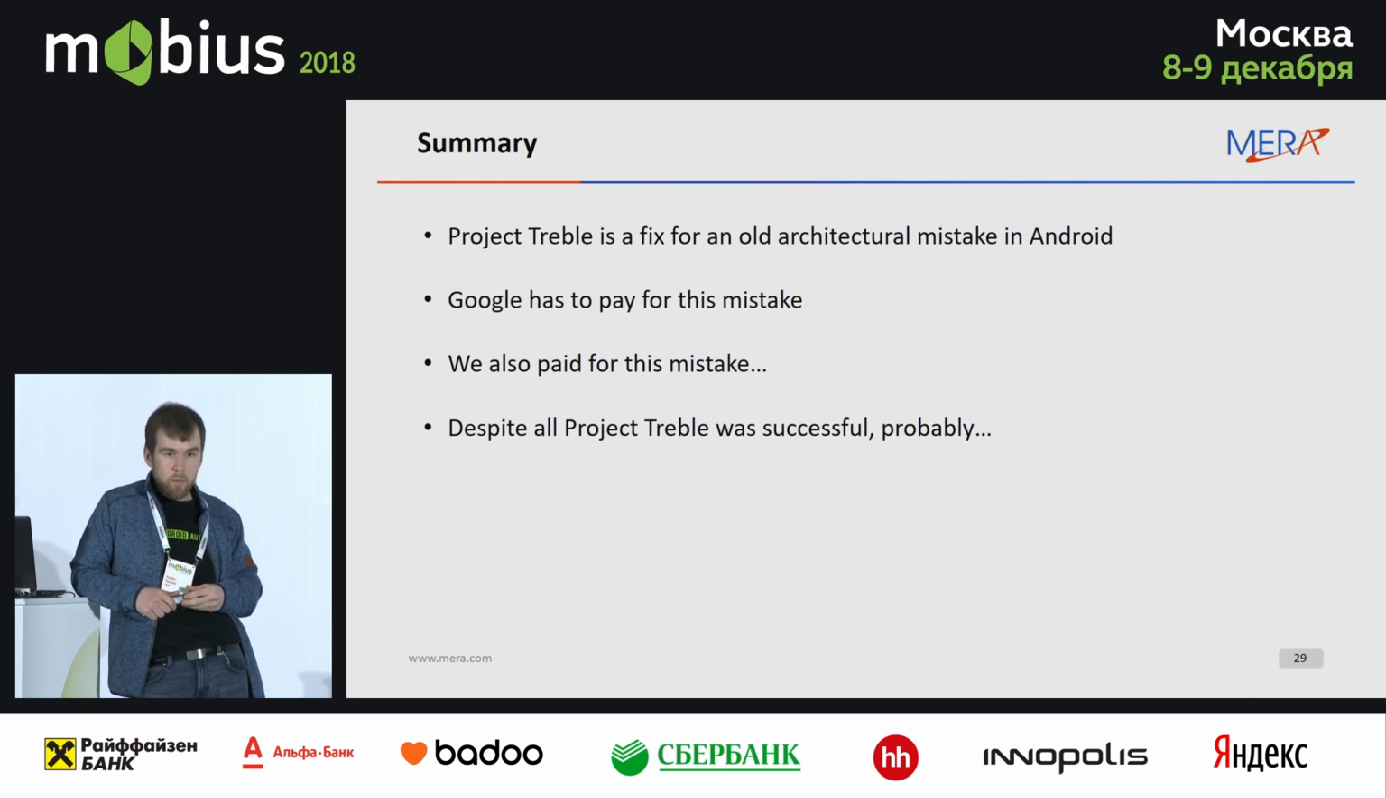So to summarize, what was Treble? Treble was a fix for an architectural mistake that was there in Android from day one. It was there for a long time, and Google has to pay for this mistake a lot, but that's Google, which means they don't like to pay alone. So we also paid for this mistake, and all the device vendors did, but what are you gonna do? Still, despite all of this, the question remains whether they succeeded or not.